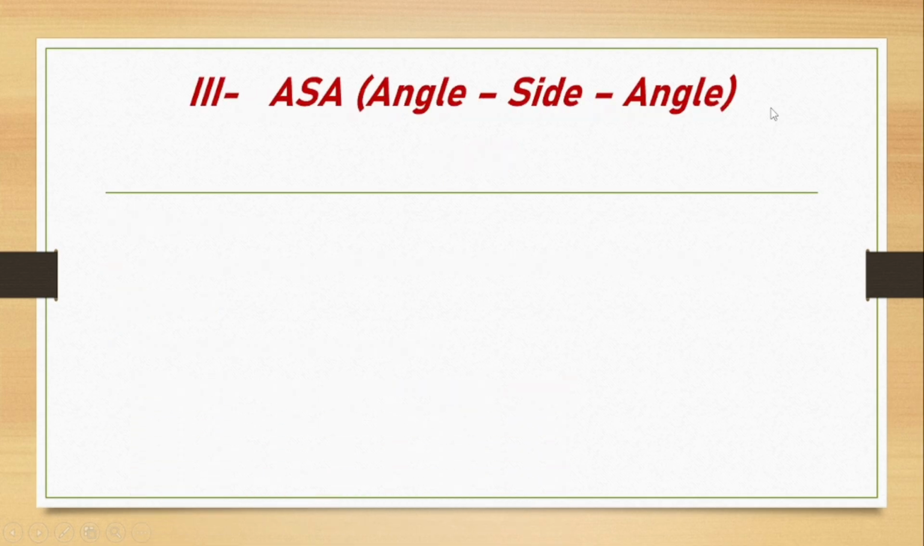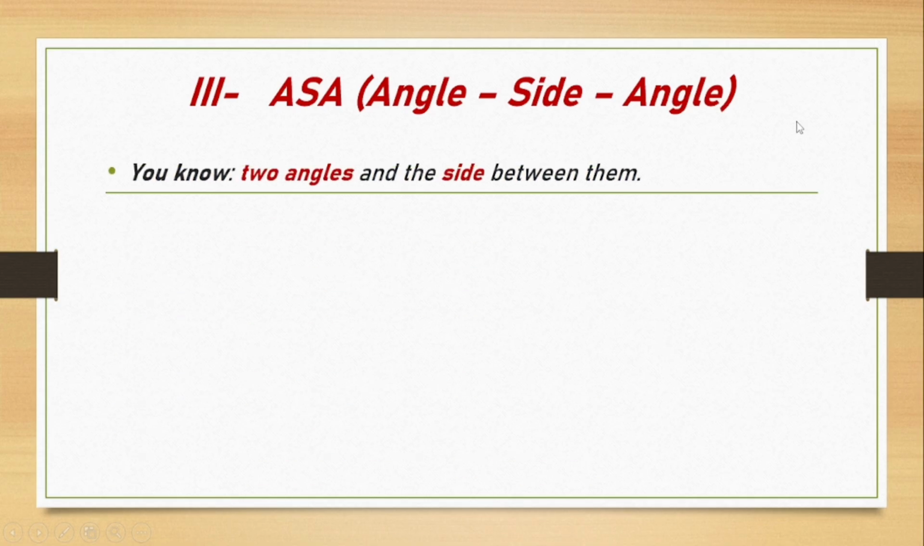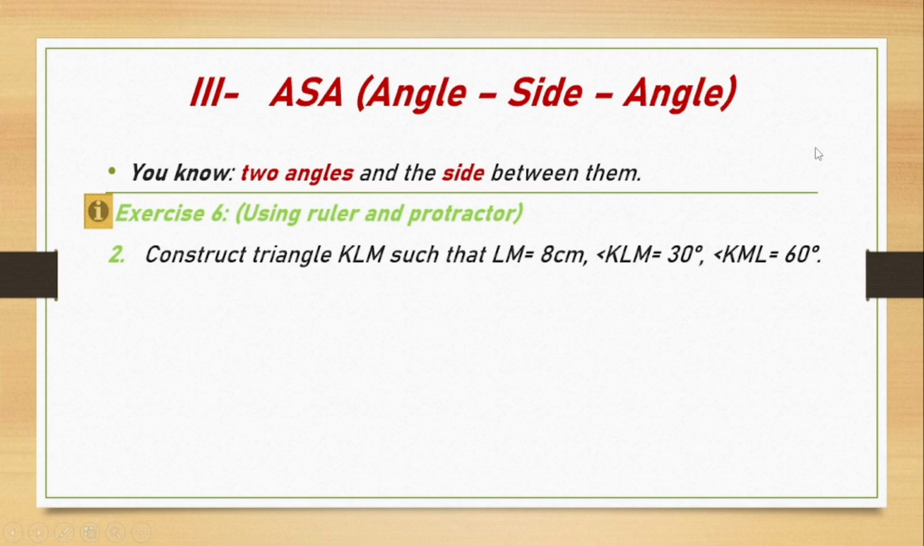The third method is ASA, meaning angle side angle. You know two angles and the side between them. Let's solve together exercise 6. Bring your ruler and protractor. I will solve only part 2 and 3, so please try to solve the others alone at home.